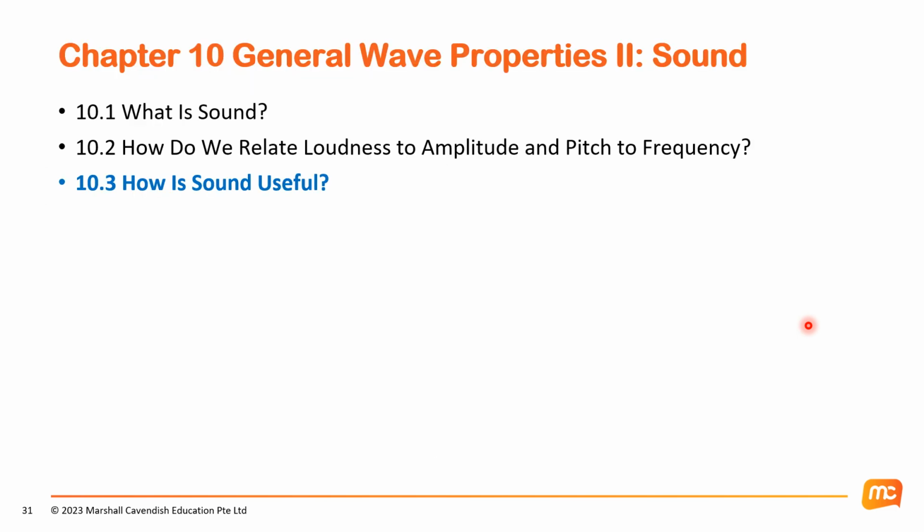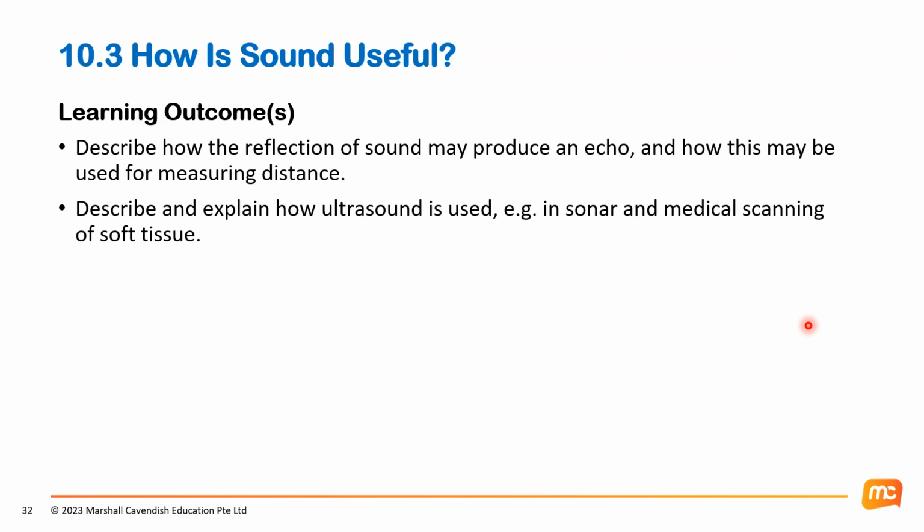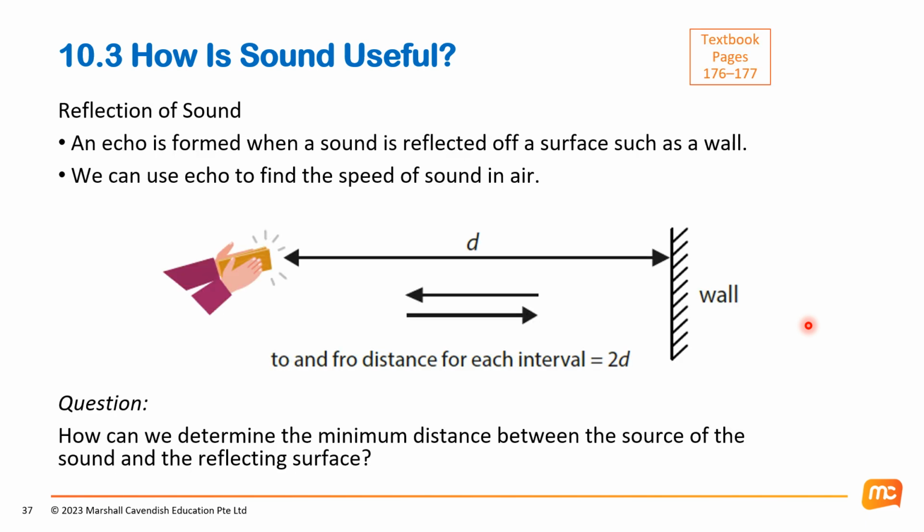So how is sound useful? What are the applications of sound? Besides the obvious, which is how you're listening to this video, we also use sound in producing echoes and how we can use these echoes for measuring distance, as well as what I mentioned earlier in ultrasound. So an echo is formed when sound is reflected off a surface, such as a wall, and we use echoes to find the speed of sound in air.